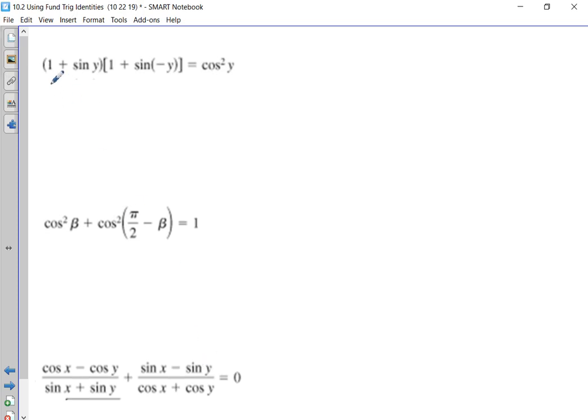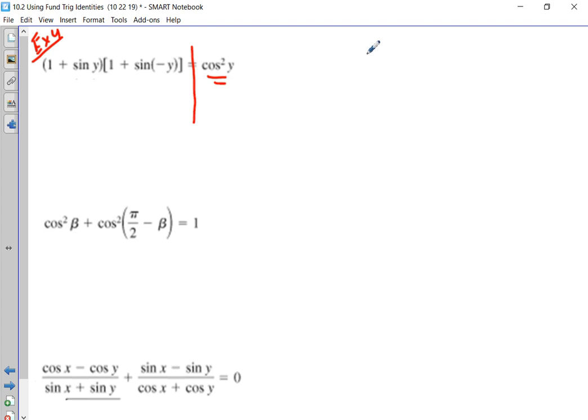I'm going to go through a couple more examples of how to simplify, going through some different strategies on how to do this. So we have another example. I'm going to call this example number 4, if you're following along at home. All right, example number 4. And what we have is this expression, and once again, we want to simplify it so it looks like cosine squared of y.